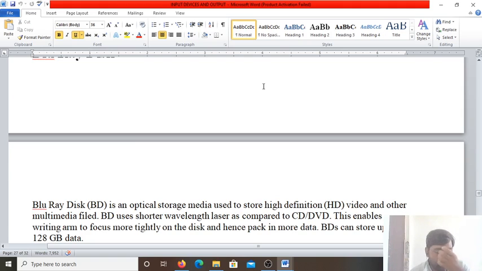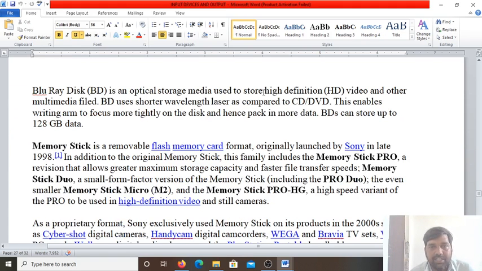Okay, next is the Blu-ray disc. This Blu-ray disc is an optical storage media used to store high definition video and other multimedia. It is a new optical disc developed to enable recording, rewriting and playback of high definition video, that is HD quality video, as well as for storing large amounts of data. The name Blu-ray is derived from the blue-violet laser, which is used to read and write. Blue-violet is called Blu-ray because for reading the data, it uses the blue-violet laser. That is a shorter wavelength laser compared to CD and DVD.